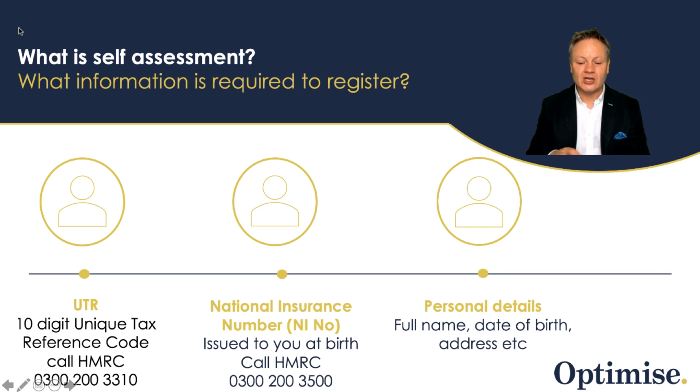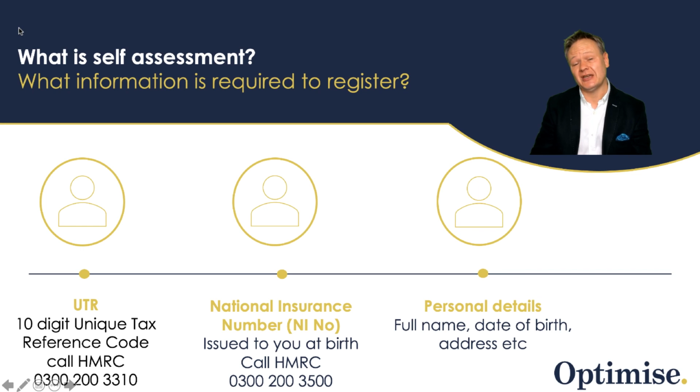Now, in regards to the information that's required for the registration of self-assessment, you are going to need a few details. You need to get a UTR. Now, UTR stands for Unique Tax Reference Number. It's a 10-digit code that's unique to you. Now, if you don't have one, don't worry. There is a telephone number just there, which is 0300 200 3310. You can phone that number and they will give you guidance of how to obtain your UTR number.